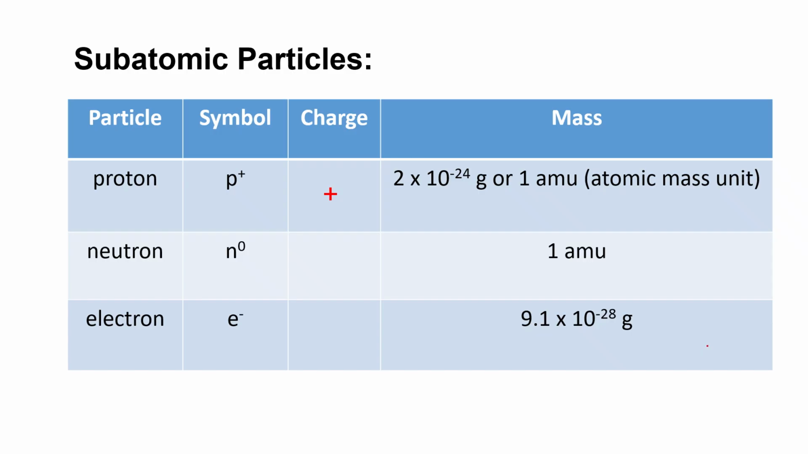So atomic mass units are actually devised so that we could measure really tiny things like protons and neutrons. A neutron, also located in the nucleus, is about the same size, 1 AMU, but it has 0 charge. And then, of course, an electron is negative and very, very tiny. So like less than 1/1000th the mass of a proton or a neutron.